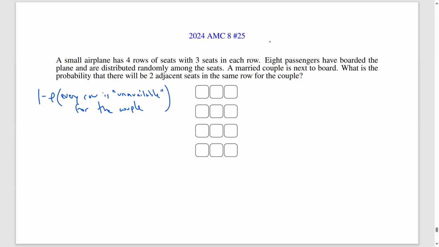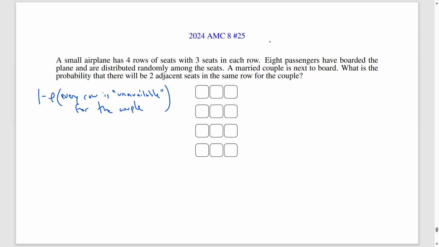By unavailable, I mean that either the middle seat is going to be taken, which makes that row unavailable automatically, or if the left and right seats in the row are taken, then that row is unavailable. Of course, if all 3 seats are taken, then it's also unavailable.